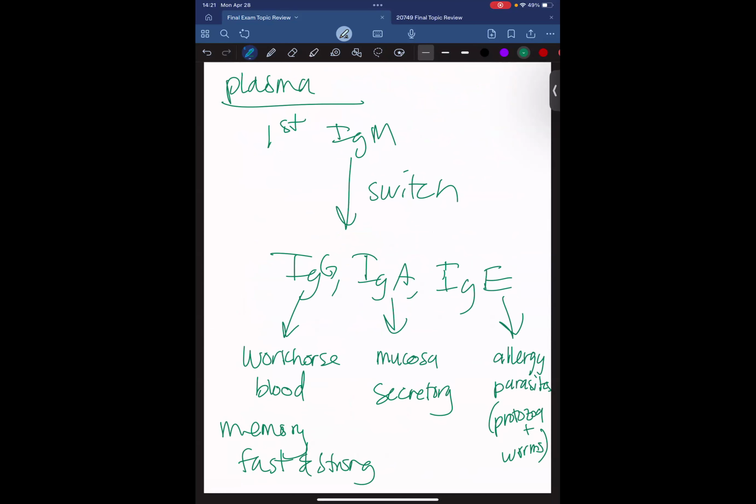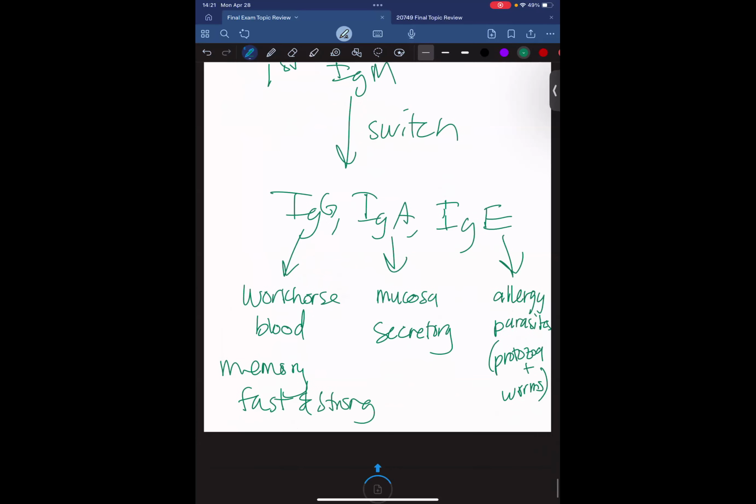The first soluble antibody that they crank out is always IgM. Then they will undergo class switching to either IgG, IgA, or IgE. IgG is your workhorse in your bloodstream. That's the important one for your memory. IgA is your mucosal one, and we call it the secretory IgA antibody in your mucus. And then IgE is the one that's associated with allergies or responding to parasitic worms or protozoa. And that is it. And you guys are caught up with everybody.